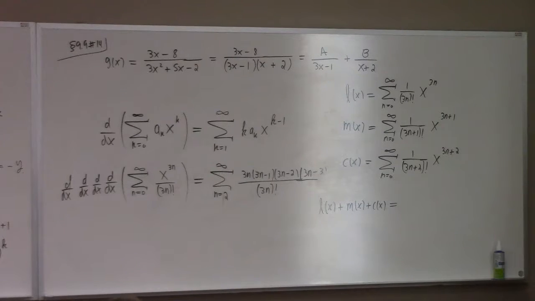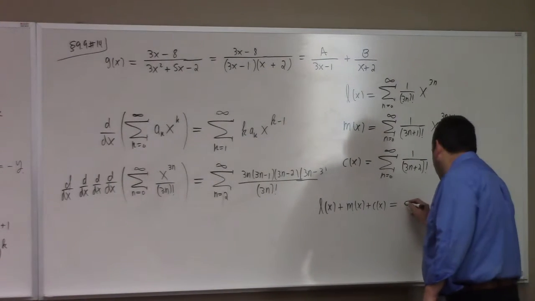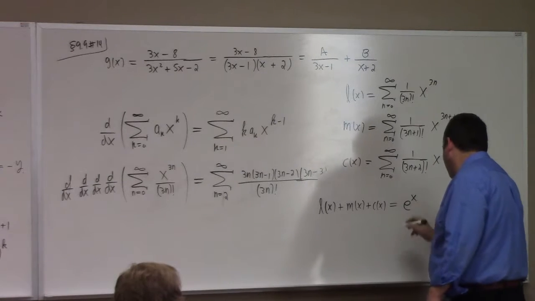If you look at it, each one of these series contains part of the exponential series. And if you put these together, you've got everything in the exponential series. These are exactly e to the x. You're probably expecting whoop, whoop, whoop, but no, it's just e to the x.